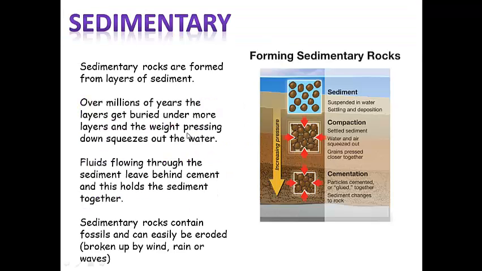Right, sedimentary rocks, how are these formed? Sedimentary rocks are formed from layers of sediment. Over millions of years, the layers get buried under more layers, and the weight pressing down squeezes out the water. Fluids flowing through the sediment leave behind cement, and this holds the sediment together. Sedimentary rocks contain fossils and can also be eroded, and all eroded means is it can be broken up by wind, rain, or waves. The reason sedimentary rocks contain fossils is that there's not a lot of heat and not as much pressure, so the fossils can survive. You can see from a quick diagram on the side how the formation of sedimentary rocks occurs.